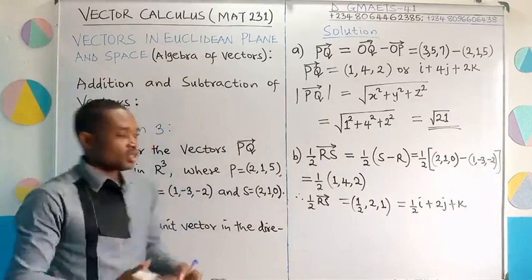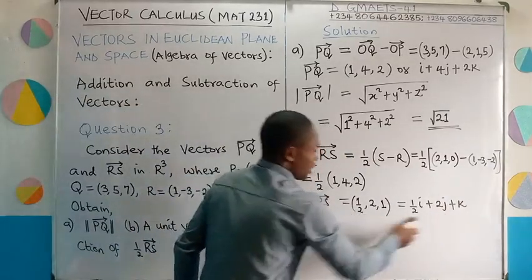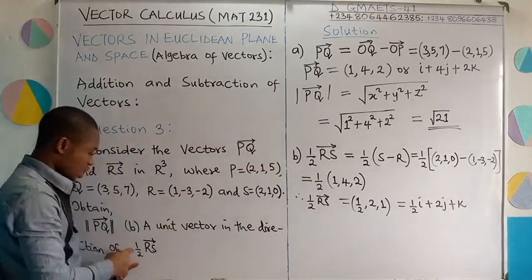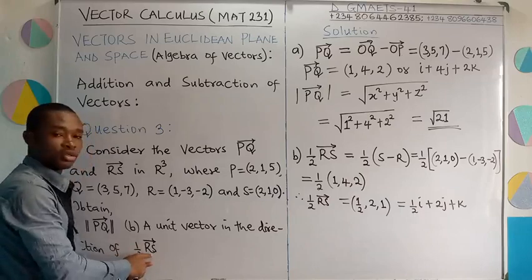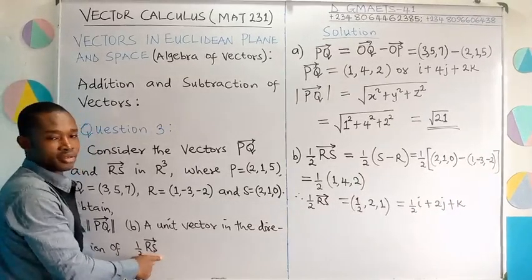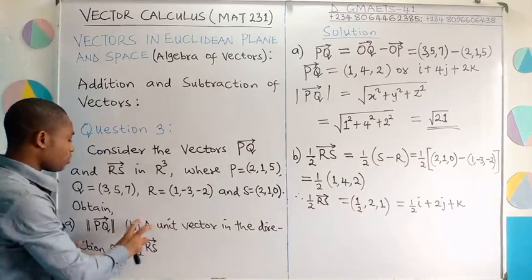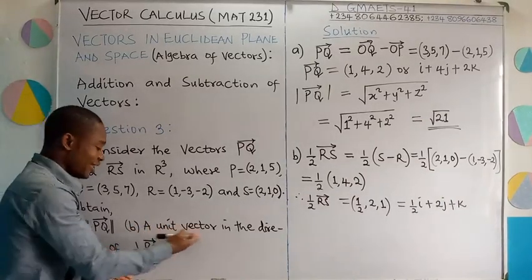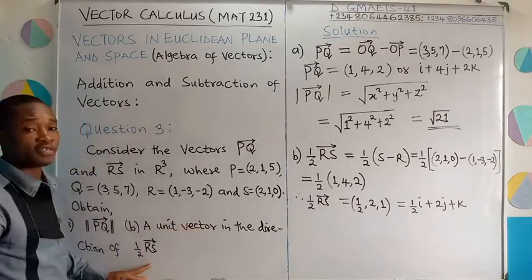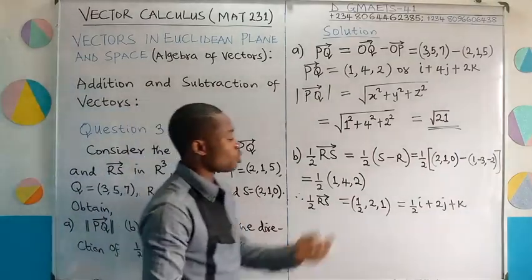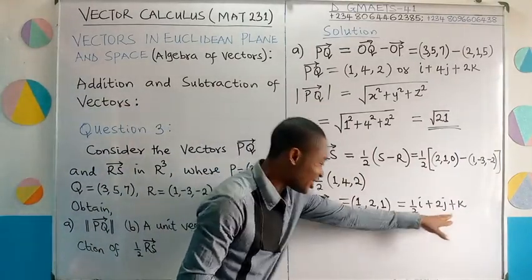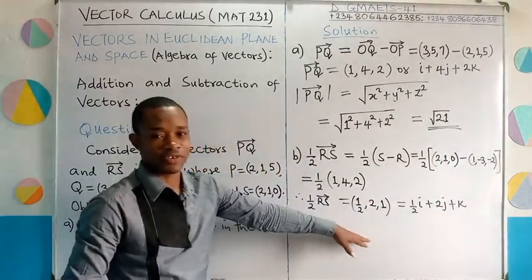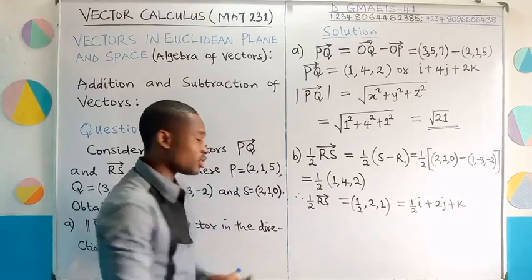So, dear friends, this vector is given as 1/2 times vector RS. Now, this second part of the question requires that we obtain the unit vector in the direction of this vector. So we shall be proceeding to determine the unit vector in the direction of this vector. Are you following? And how do we get a unit vector?